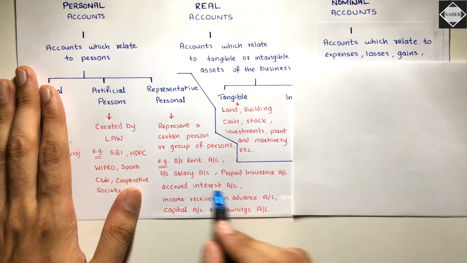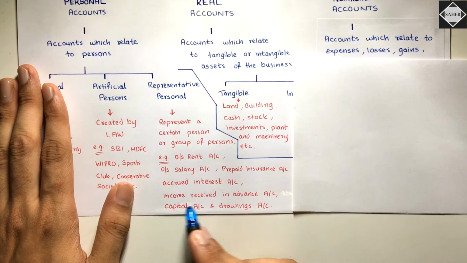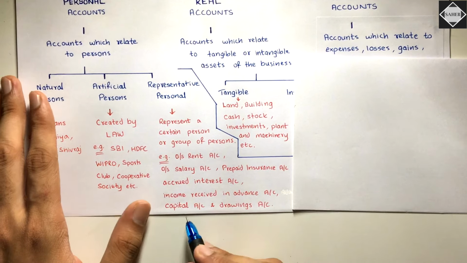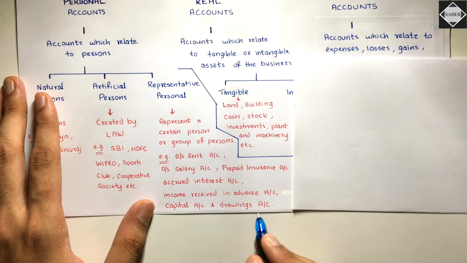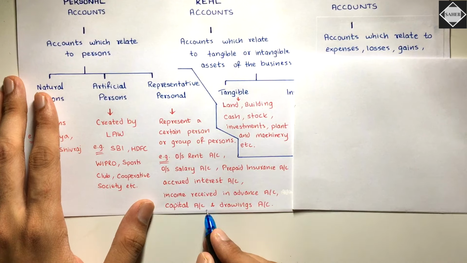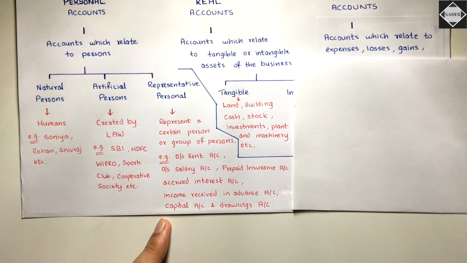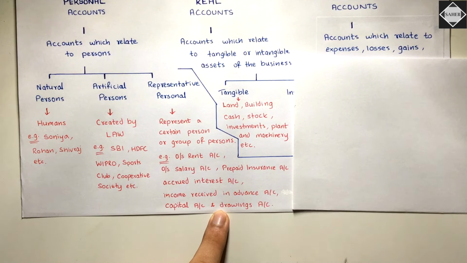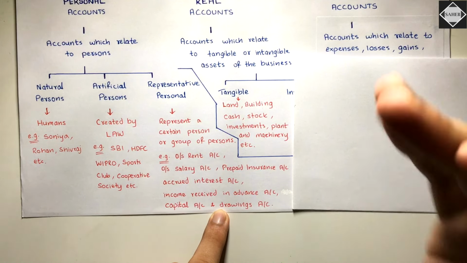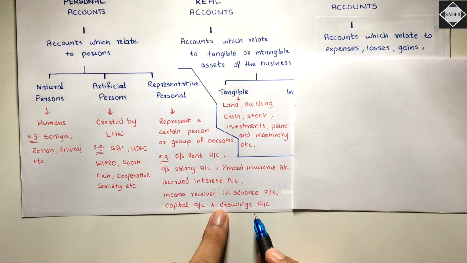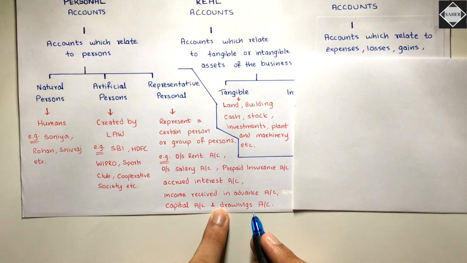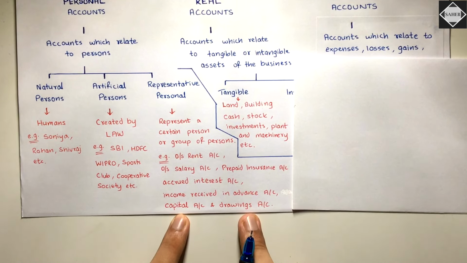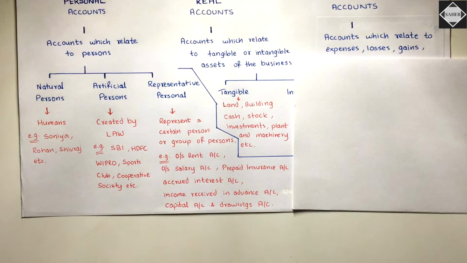See, prepaid insurance, accrued interest account, income received in advance, and the most important to understand is the capital account and drawings account. These are what? Representative personal accounts, because capital is of the owner, and when drawings are made, at that time also, what happens? Capital of the owner reduces, right? So drawings are also what? Representative personal accounts, because they represent the owner. Is that clear? So capital account and drawings account will be representative personal accounts.